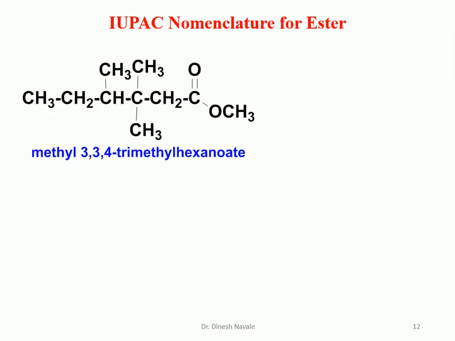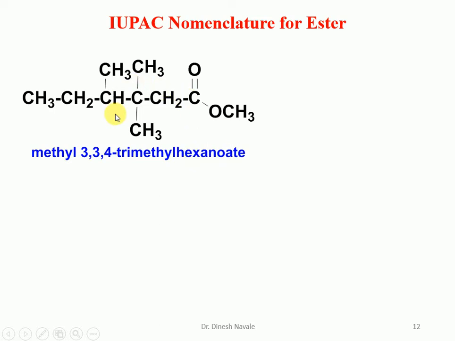So for this molecule, again, first write down the alkyl part. What is the alkyl part in this example? It is a methyl, so I am going to write down methyl as it is. Then I have to choose the longest carboxylic acid chain, 1, 2, 3, 4, 5, 6 carbon atoms. So it is a hexanoate, and I am going to write down the hexanoate.